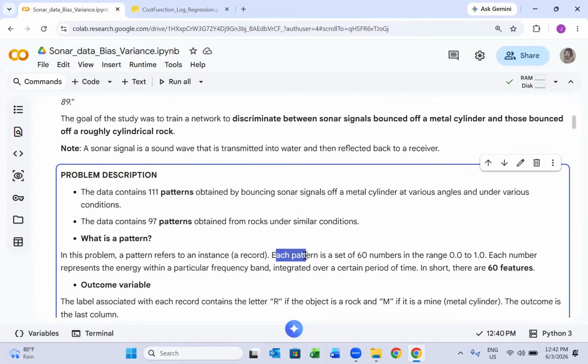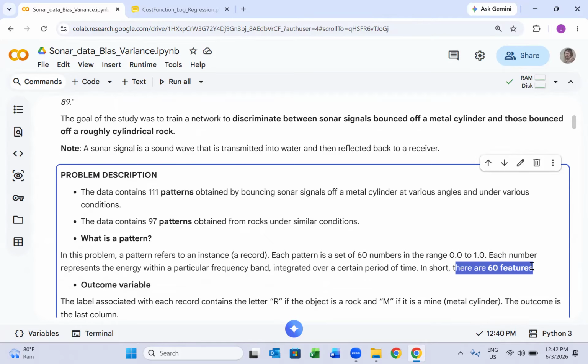All right, so each pattern is a set of numbers in the range from 0 to 1, and each number represents the energy within a particular frequency band integrated over a certain period of time, okay? In short, guys, for each record, for each observation, there are 60 features. So for each pattern, they recorded 60 numbers. So we have 60 features in this study, okay? And each feature takes a value between 0 and 1, okay?